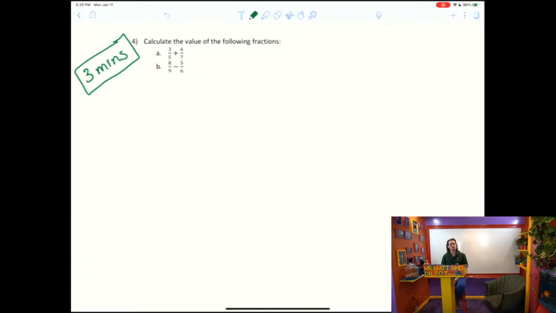Remember that to add or subtract fractions, you need a common denominator. In order to multiply fractions, it's just straight across, numerator times numerator over denominator times denominator. And to divide fractions, you multiply by the reciprocal of the denominator. But 3 minutes, try your best, and then we'll go through these 2 problems.